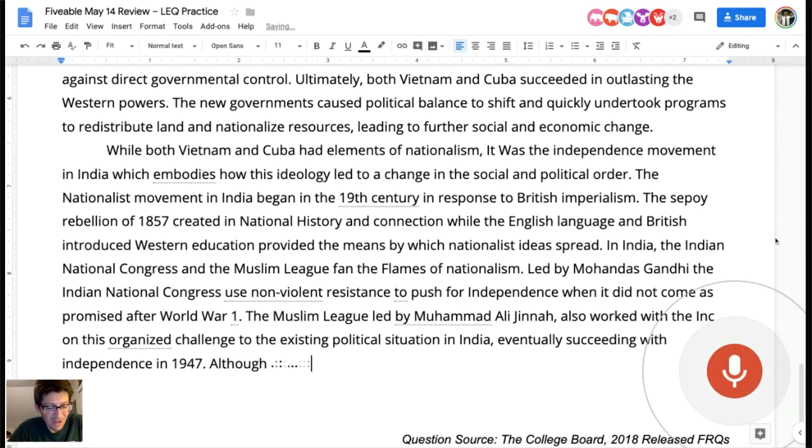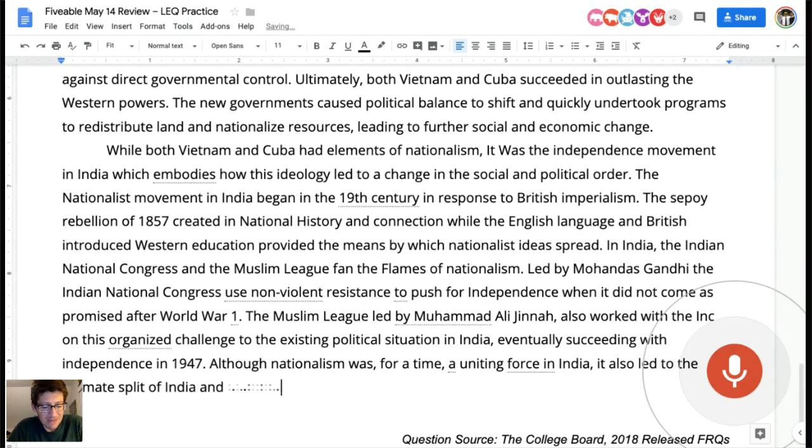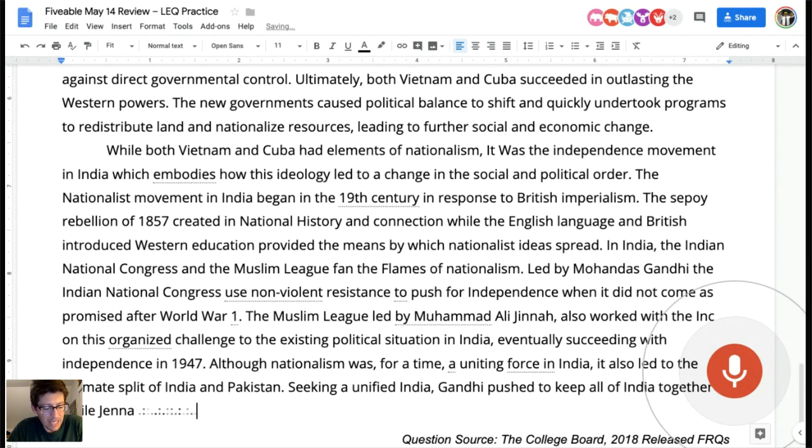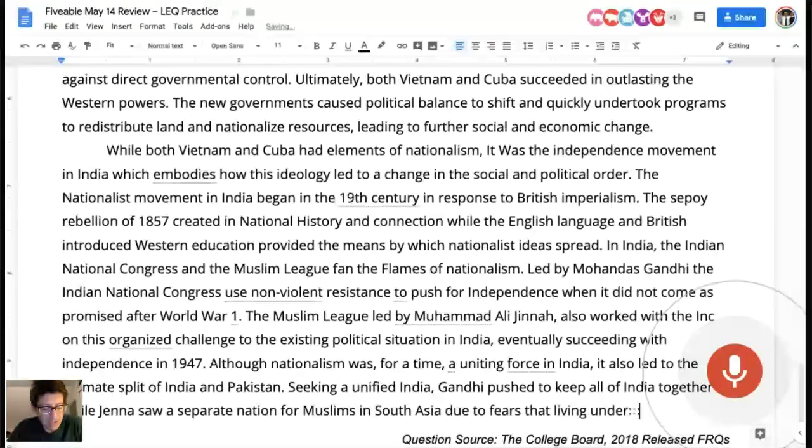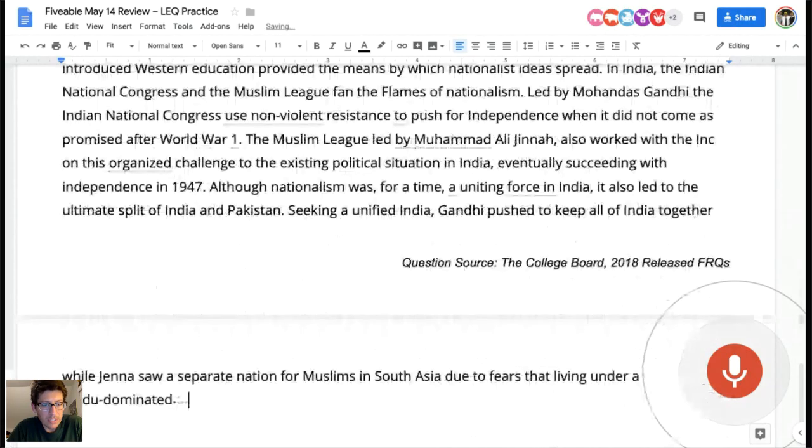Although nationalism was, for a time, a uniting force in India, it also led to the ultimate split of India and Pakistan. Seeking a unified India, Gandhi pushed to keep all of India together, while Jinnah sought a separate nation for Muslims in South Asia due to fears that living under a Hindu-dominated India would not be in the best interest of his constituency.